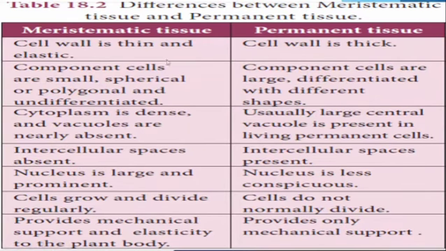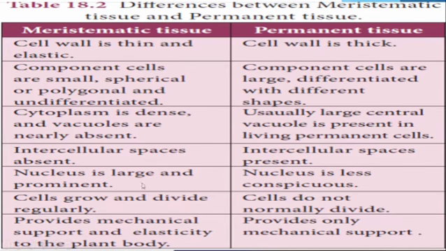In meristematic tissues, the cell wall is thin and elastic. In permanent tissue, the cell wall is thick. Meristematic component cells are small, spherical, or polygonal and undifferentiated. Permanent tissue component cells are large, differentiated, with different shapes. In meristematic cells the cytoplasm is dense and vacuoles are nearly absent. A usually large central vacuole is present in living permanent cells. Intercellular spaces are absent in meristematic tissue, present in permanent tissue.